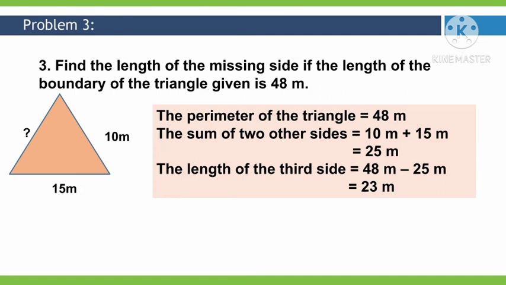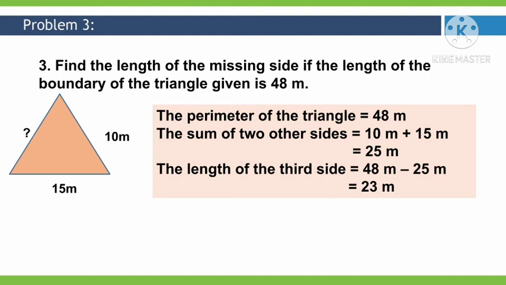Let's move on to the next question. You have to find the length of the missing side if the length of the boundary of the triangle given is 48 meter. So here the length of the boundary, that is the perimeter, is given. We need to find the missing side. So let's look at the sides of the triangle given here.